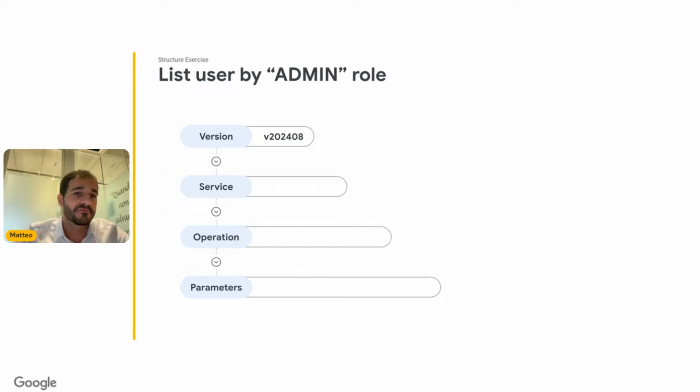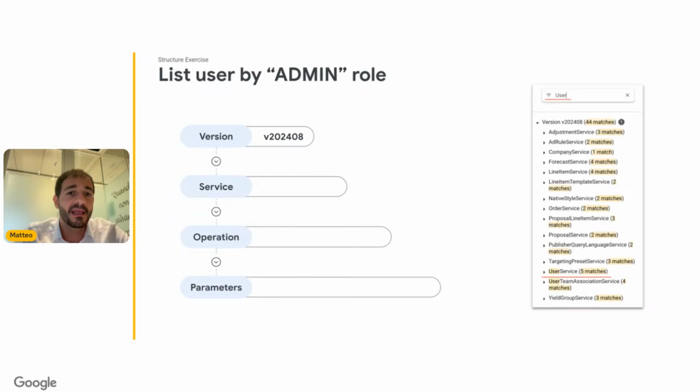I'm going to start from the API version. I'm getting the latest version that's available, v2024-08. And then because I need to get users, I can use this little filter thingy that you get in the reference page. You can start typing users into the search bar, and it will show a list of services that do stuff with users. There's one in particular, highlighted at the bottom in red. It says user service. That's most likely the one we want.